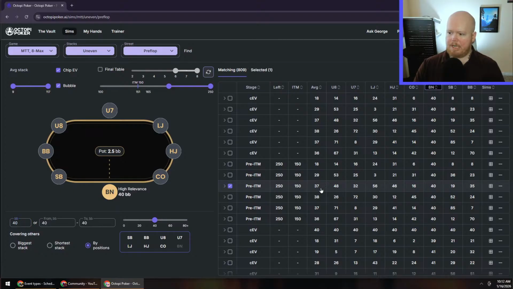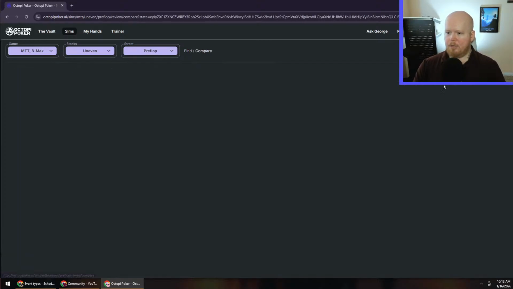So we've got this one right here where the button has 40, blinds have 19 and 35. I think that's pretty good. So we're going to look at this one as a comparison because that's ChipEV as well. So we're just going to focus on these two sims here, and we'll take a look at what the risk premiums are first up.